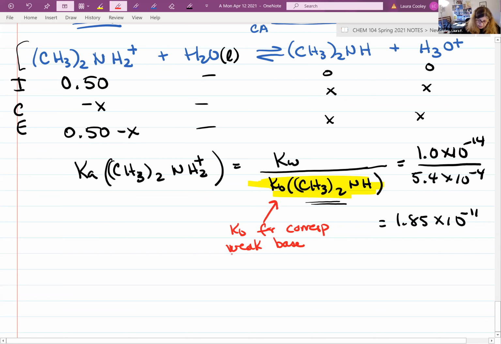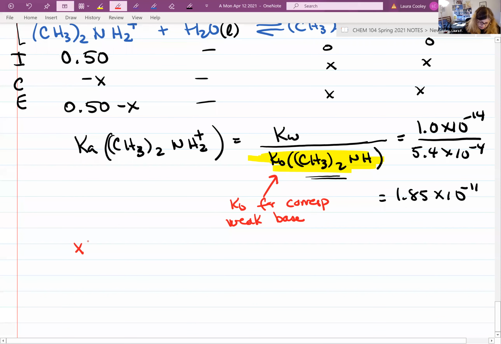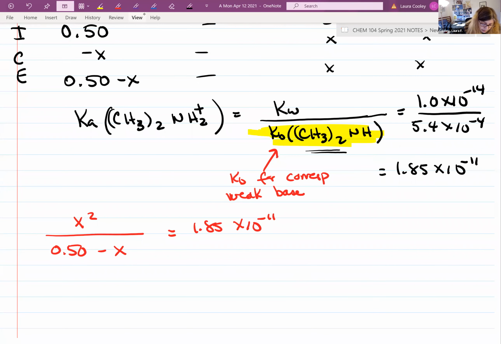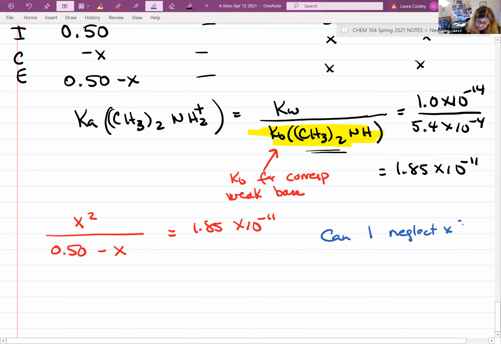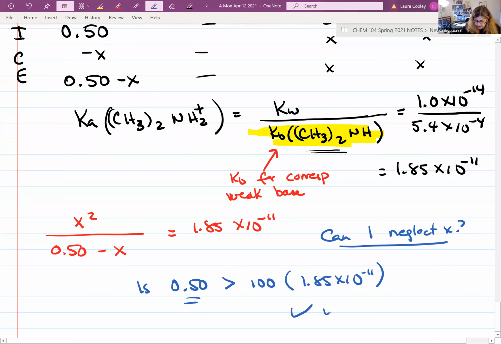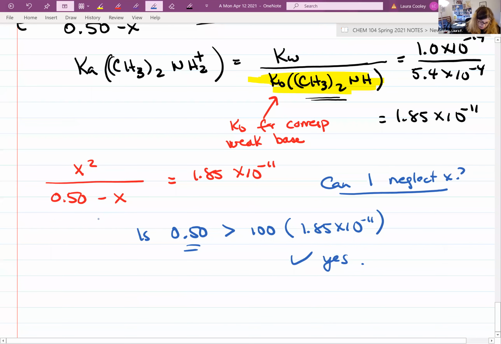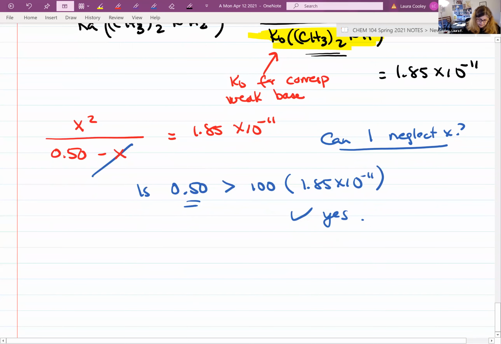Okay. So now that I have that, I can set up my equilibrium equation to solve for X. And I have to ask myself the question, can I neglect the X? Is 0.5, it's pretty obvious. This is 10 to the negative 11th. This is 0.5. So the answer is yes. Okay. So I'm going to neglect the X. And then it proceeds just like the previous problem.